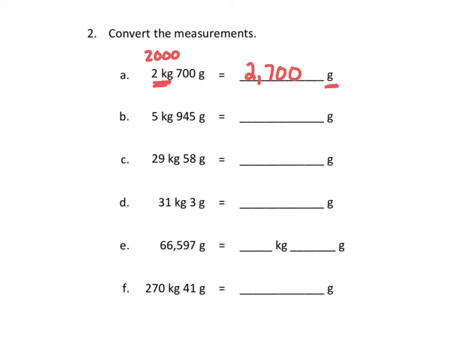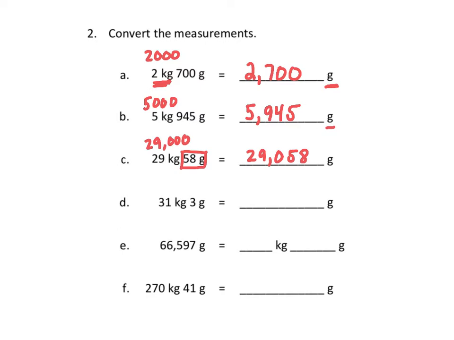Now, letter B, we have 5 kilograms, so we're going to convert that because we're going to multiply by 1,000. We're going to get 5,000. We have left over 945 grams, so we're going to add that to our 5,000. So we get 5,945 grams. Letter C, we have 29 kilograms. We multiply that by 1,000 to get 29,000. We have an extra 58 grams that we need to add to that. 29,058 grams.